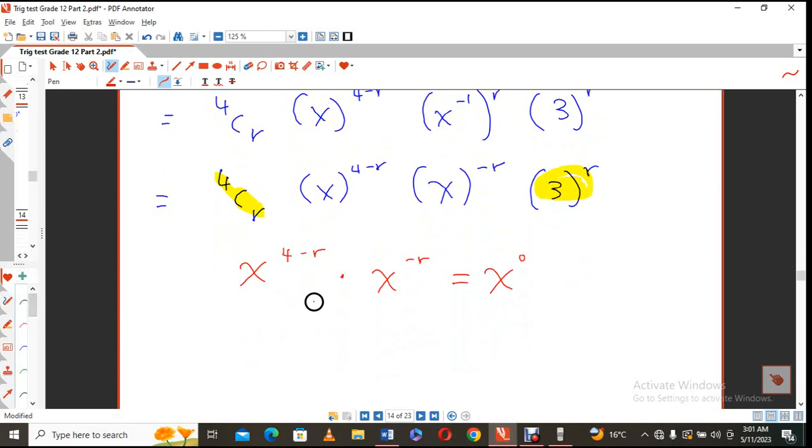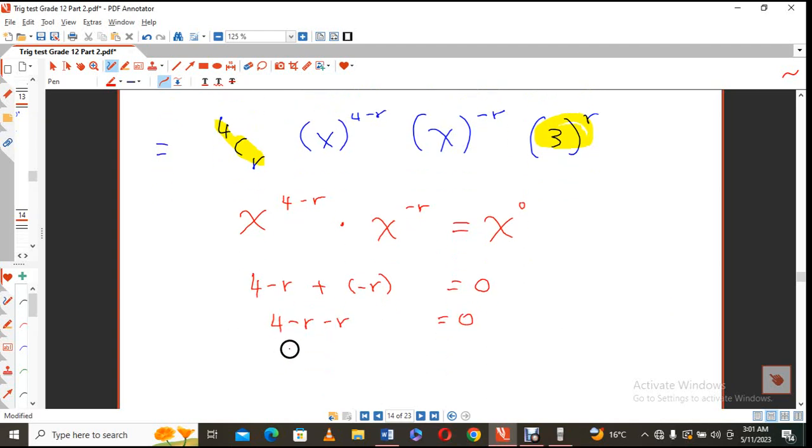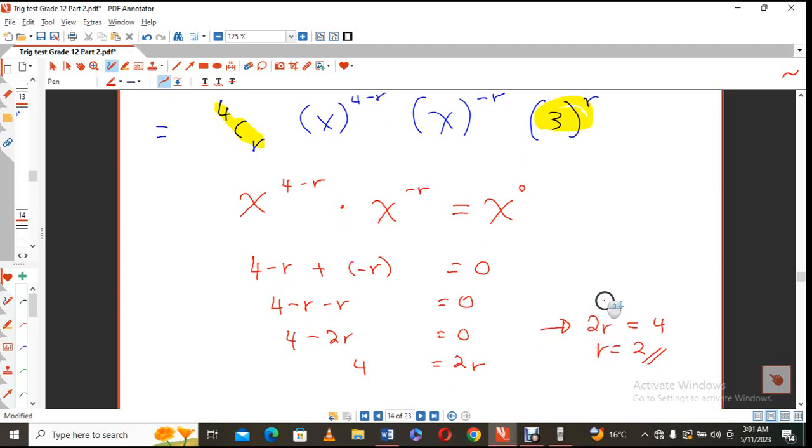Okay, so when you multiply and the bases are the same, you are going to add the indices. All right, and since the bases are the same, I can just equate them. That's 4 minus r minus r equals 0. Now I'm going to get my answer, because 4 minus 2r is equal to 0. 4 equals 2r. That implies that r is equal to 2. Now that I know what that is, I can go ahead and calculate, right?